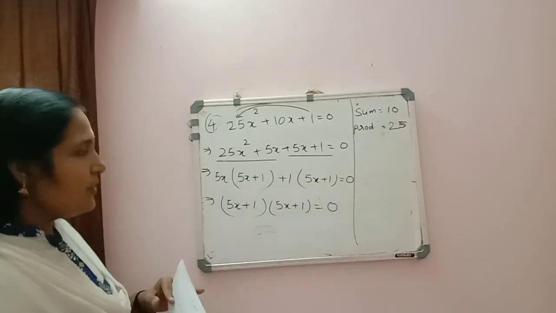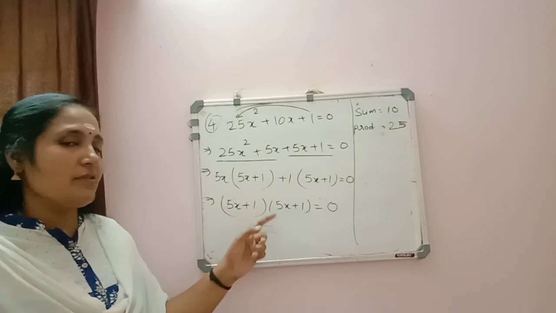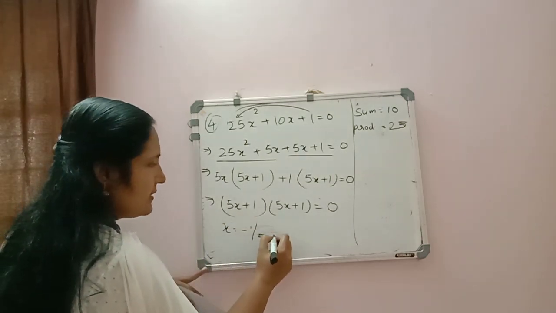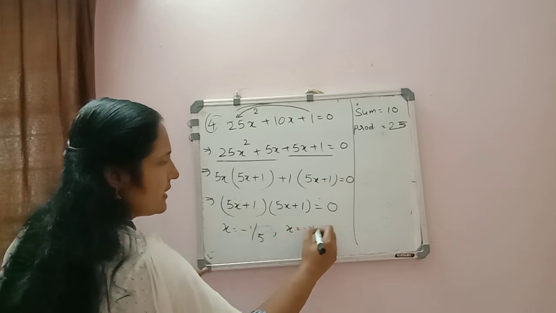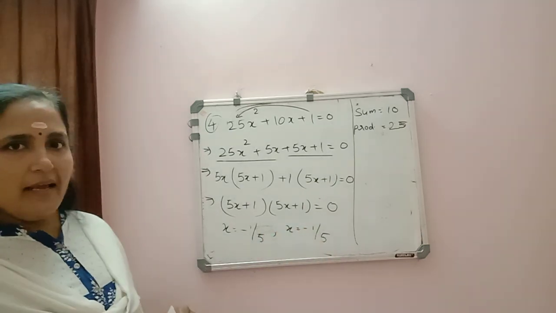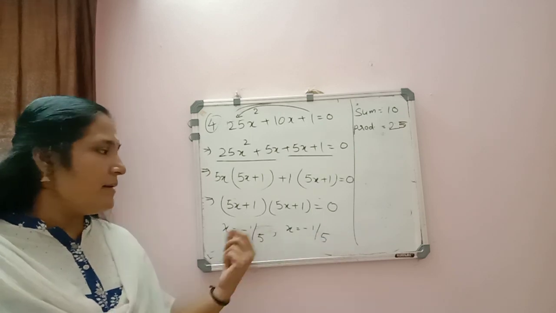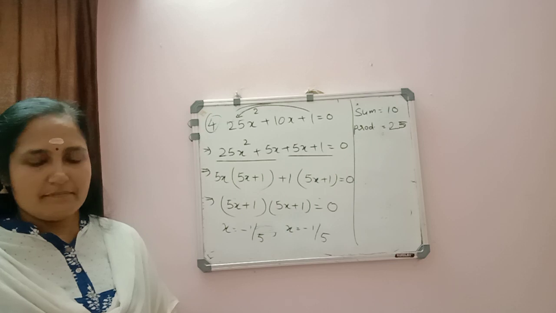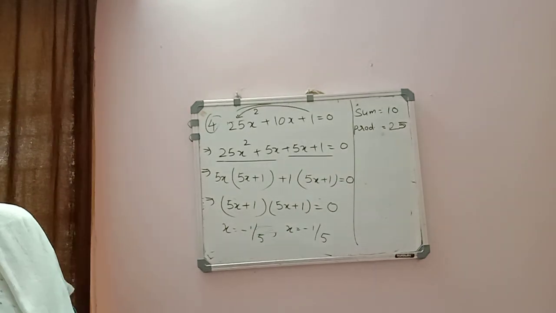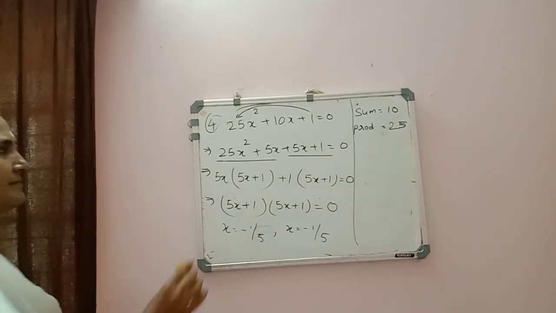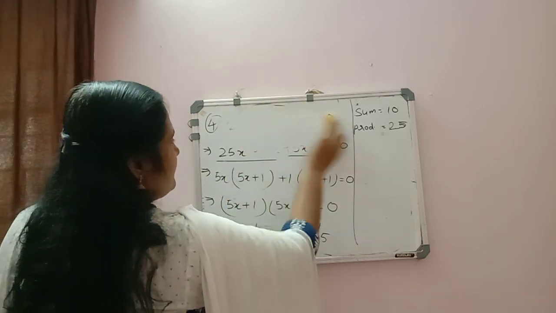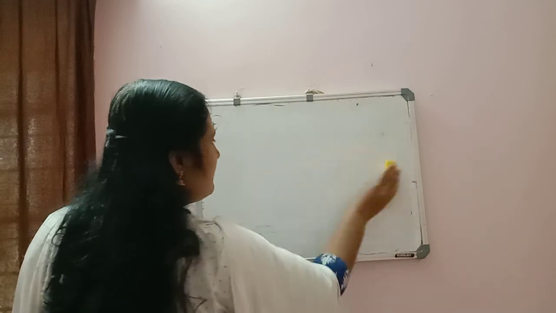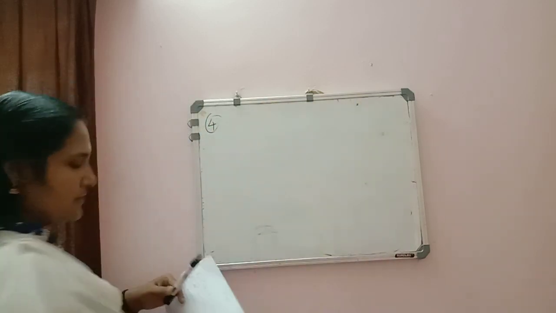So we have got two zeros there, and when you equate both to 0, both will give the value x = -1/5, and here also x = -1/5. We have two zeros, but both the zeros are equal. So I am giving you different examples. It will be easy for you to do the questions there.